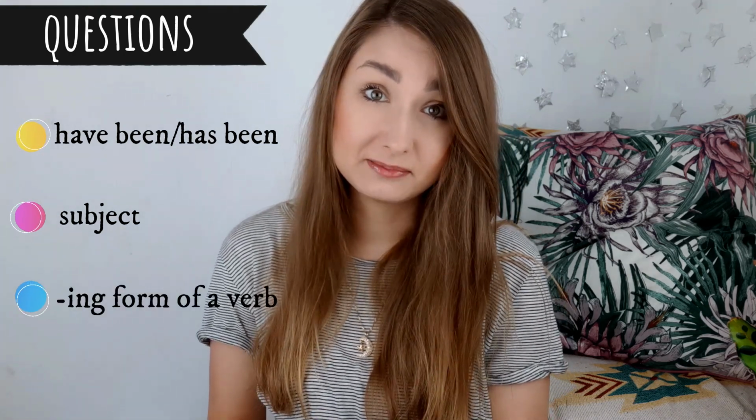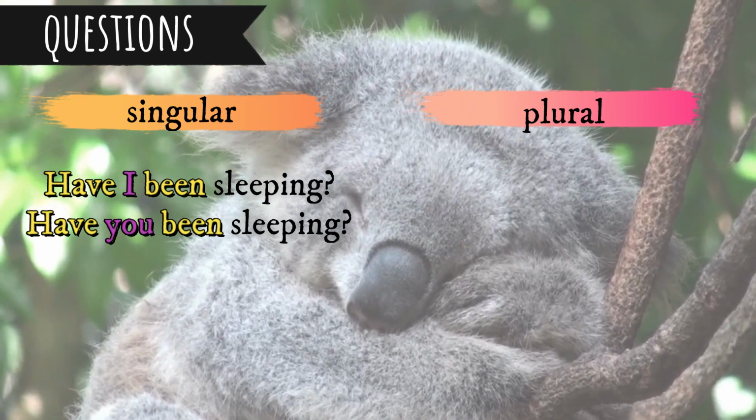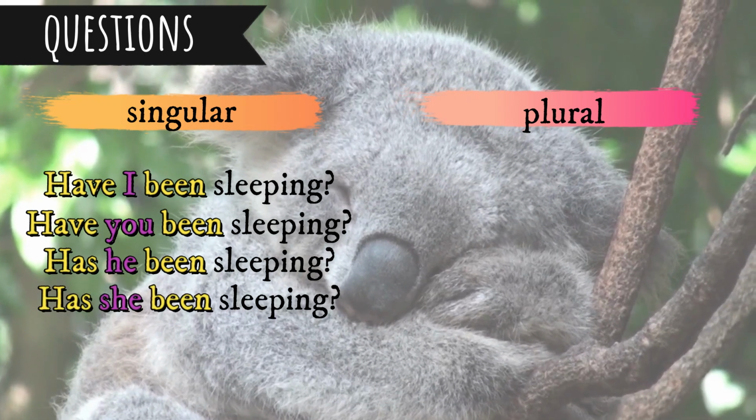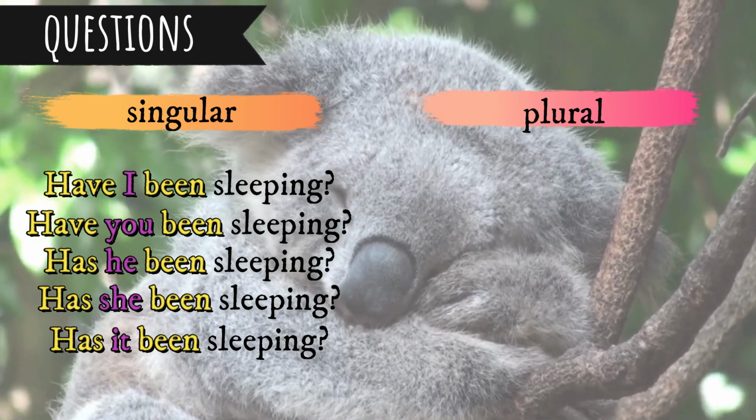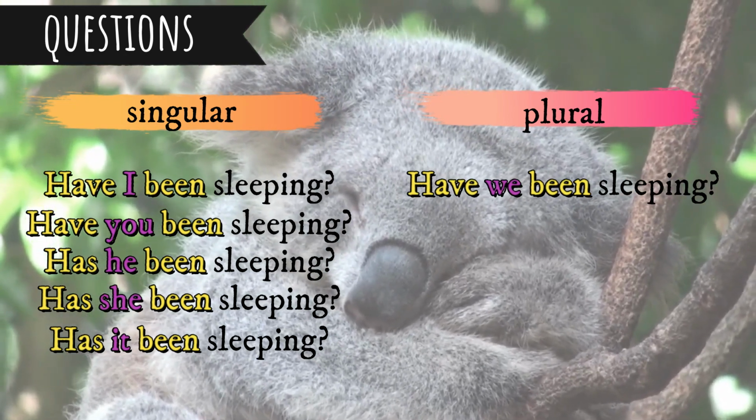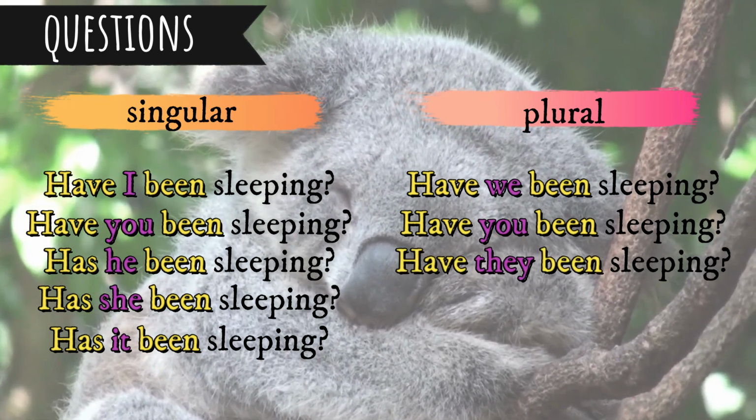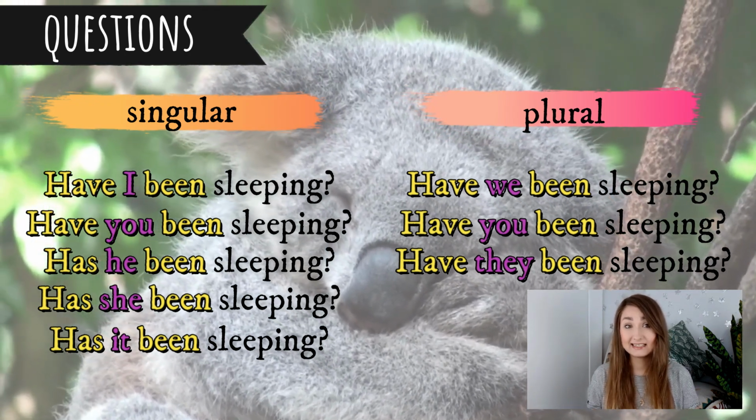To make questions, we need the present perfect of the verb to be, a subject, and the ing form of a verb. Have I been sleeping? Have you been sleeping? Has he been sleeping? Has she been sleeping? Has it been sleeping? Have we been sleeping? Have you been sleeping? Have they been sleeping? Notice that in questions the subject comes between have or has and been.